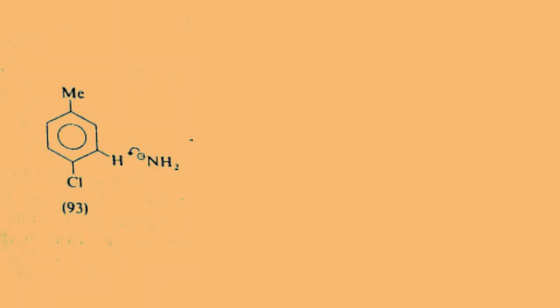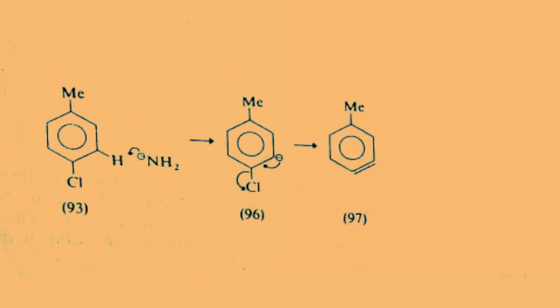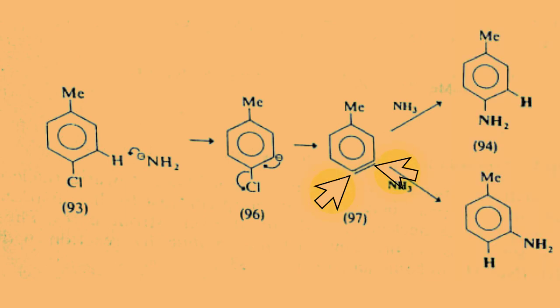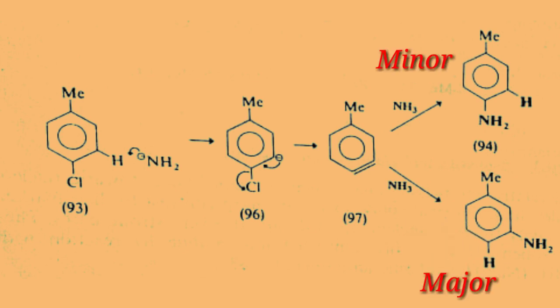Here, the loss of proton from para-chloromethylbenzene is followed by loss of chloride ion to give an aryne intermediate. It is then possible for the molecule of solvent, that is NH3, to add on to this aryne intermediate in either of the two different ways around to give two different products, that is para-aminomethylbenzene as well as meta-aminomethylbenzene.